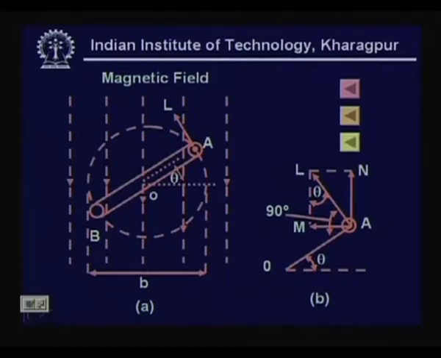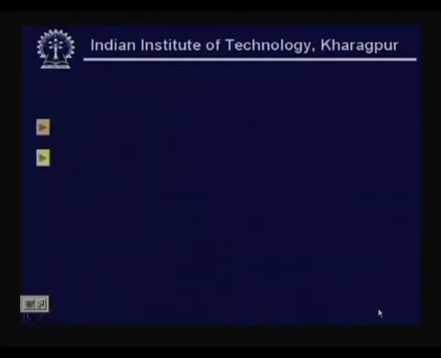AL can be resolved into perpendicular and horizontal components, AM and AN. AM is perpendicular to the flux density. Remember that when we talk about the perpendicular nature of the velocity component, it is perpendicular to the magnetic field, not perpendicular to the x-axis as normally understood.